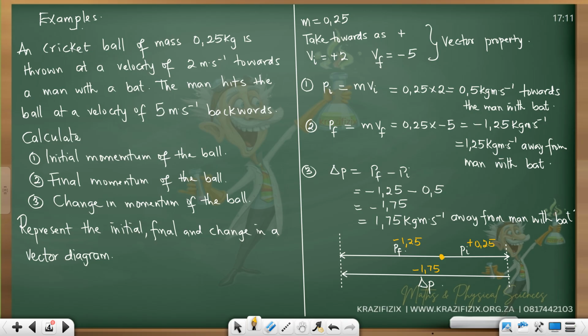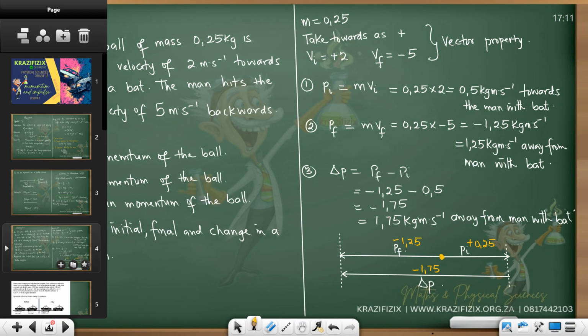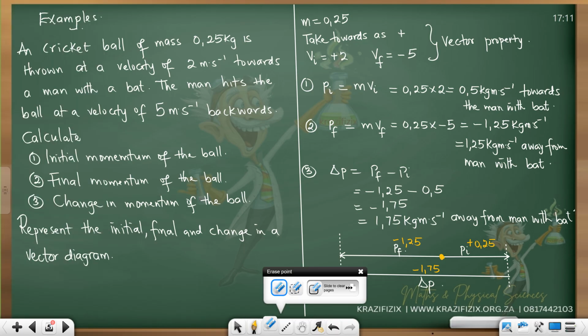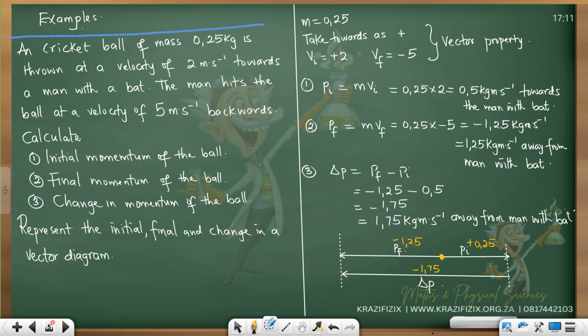Okay. Let me go for my second example. If you're still busy with the solution on the right, don't worry. I'm just going to clean my left-hand side. You can be busy with the right-hand side while I quickly create another question here.